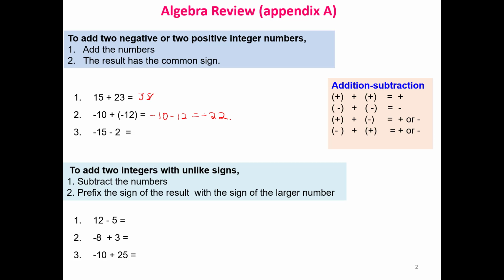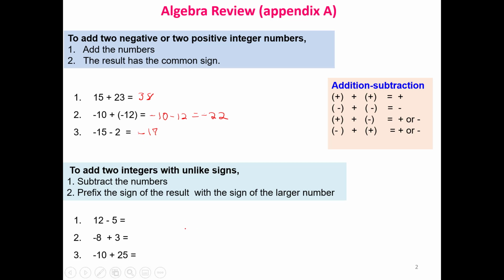The same for problem number 3. We have negative 15 minus 2. We add the numbers, and because both are negative, the result must be negative 17.